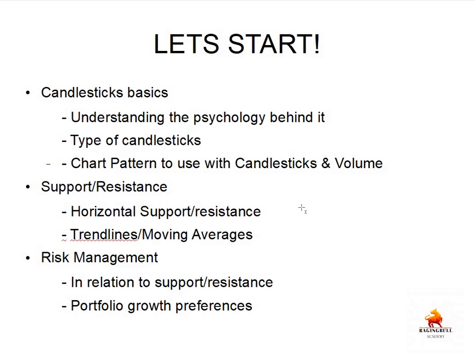Support and resistance are horizontal lines that you make during your support and your resistance. Then there are trend lines and moving averages. Trend lines depend on which side the trend is. Moving averages, based on what the stock price is, will tell you what the moving average is based on 9 days, 20 days, 50 days, and so on and so forth.